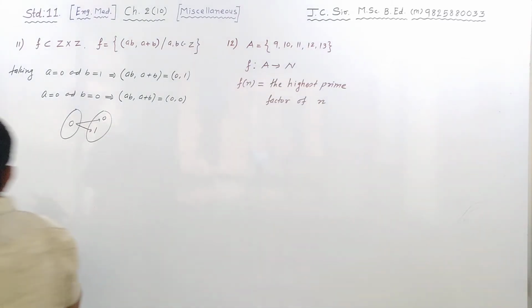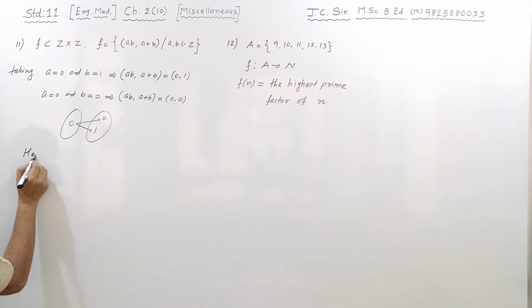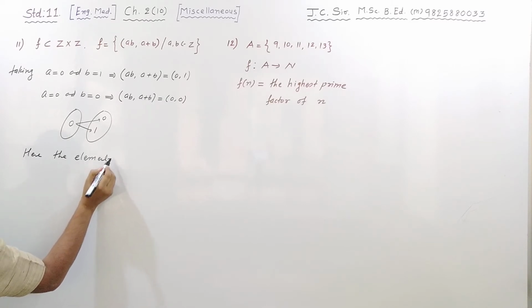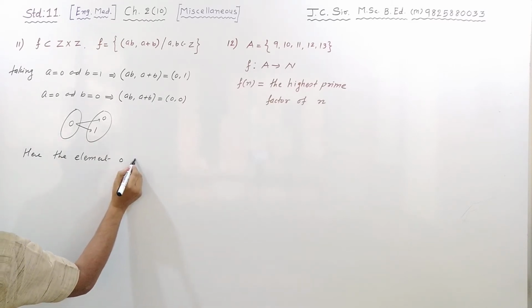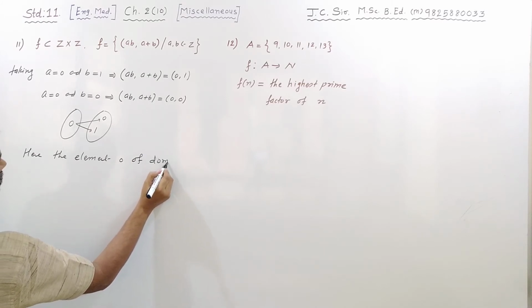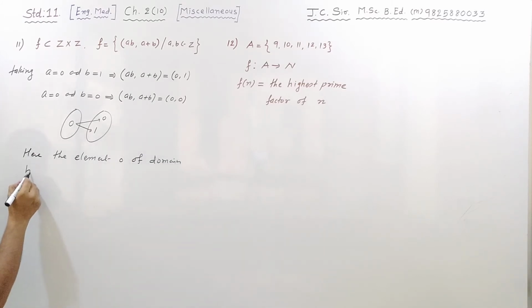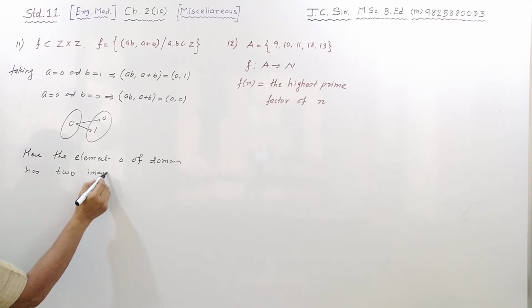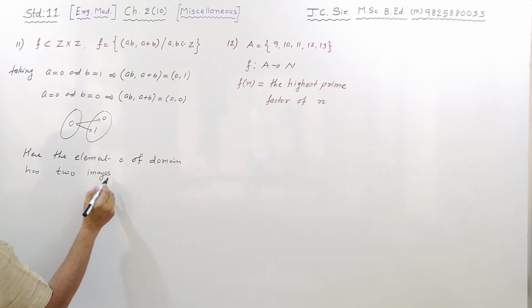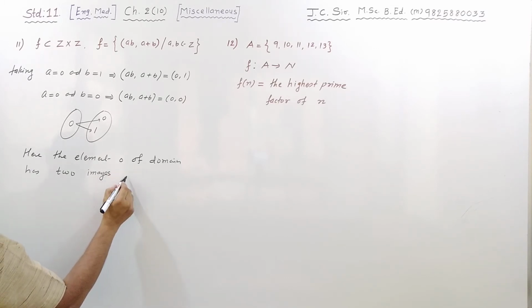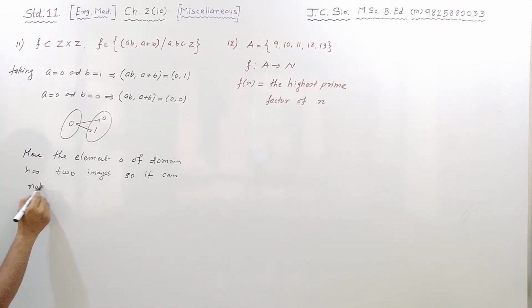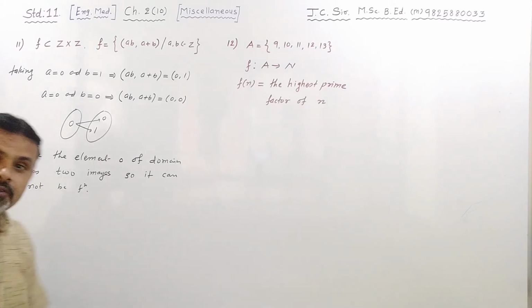a function. So here, the element 0 of the domain has 2 images, therefore it cannot be a function. It cannot be a function.